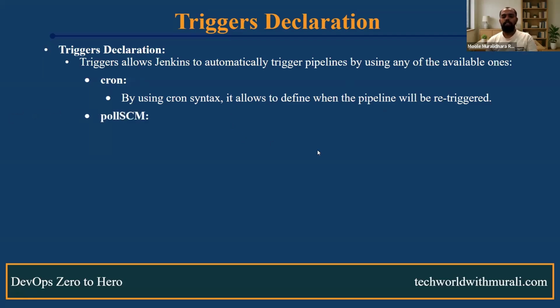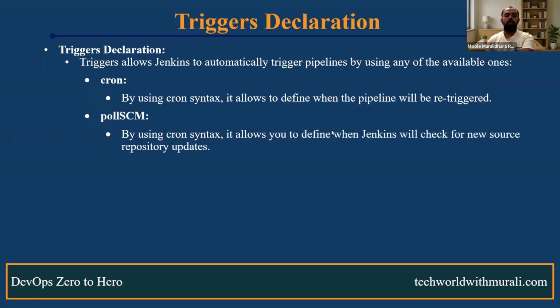Poll SCM. Coming to poll SCM, similar to what we saw in the freestyle job, if any changes occur during that specific time in the code, either in GitHub, GitLab or Bitbucket, guys, then only this job will run. Example, I have mentioned that I need to run this Jenkins job every 5 minutes. Every 5 minutes it runs, and if you have any changes in between that 5 minutes in GitHub, Bitbucket or GitLab, this job will run. Understand, right?